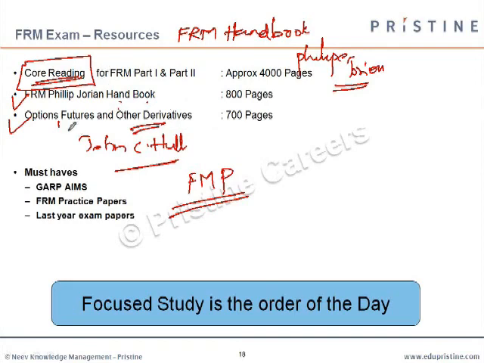in your textbook, that is your GARP core reading for that is John C. Hull. That means even GARP recommends that you study the whole of financial markets and products using John C. Hull's book. So these two are the reasons why I strongly recommend this textbook.